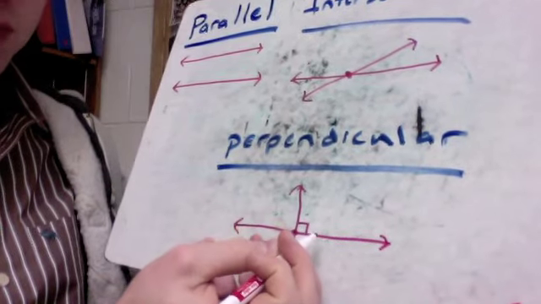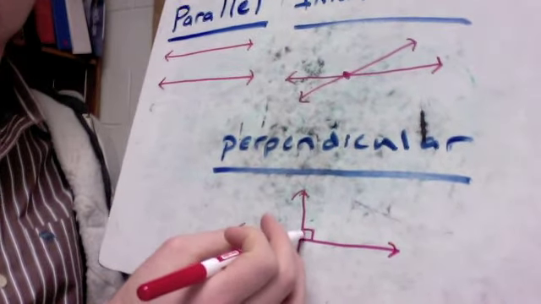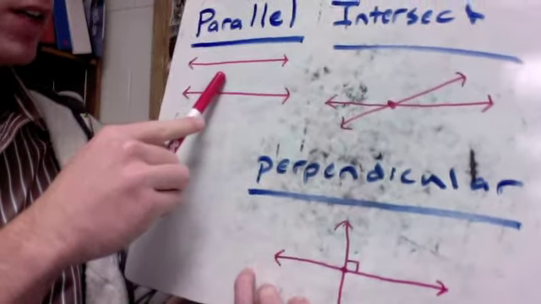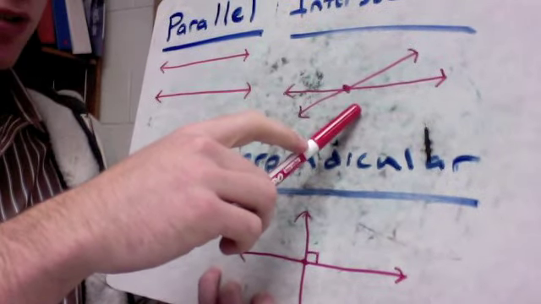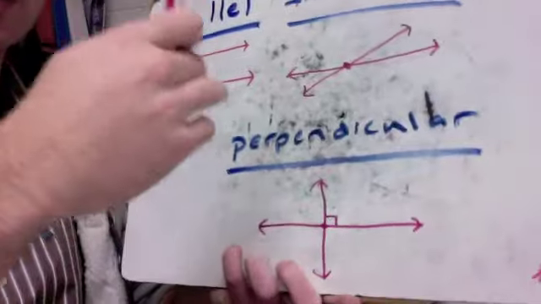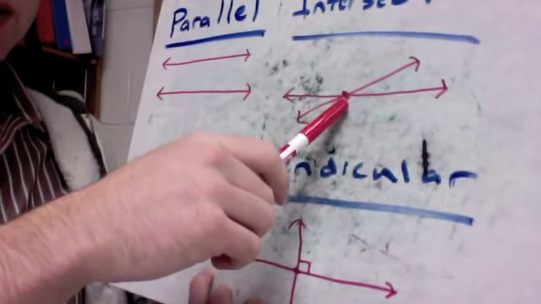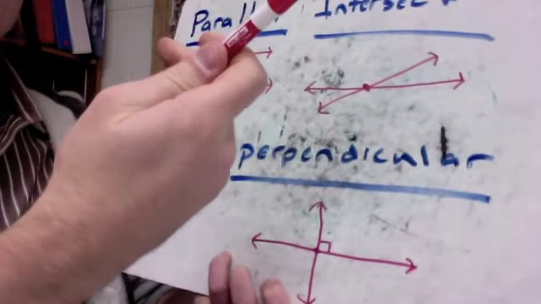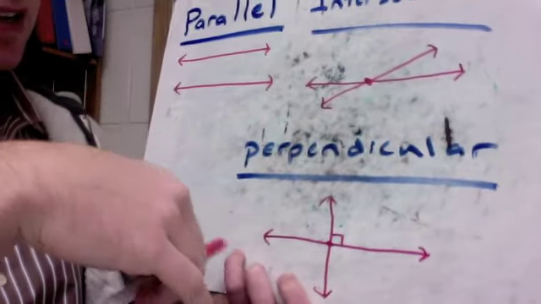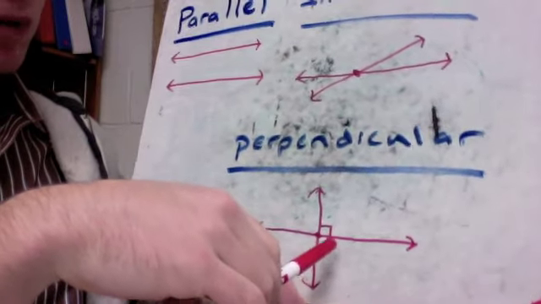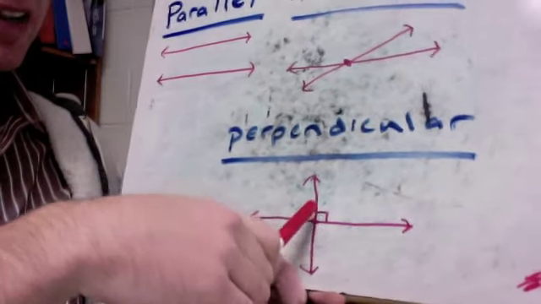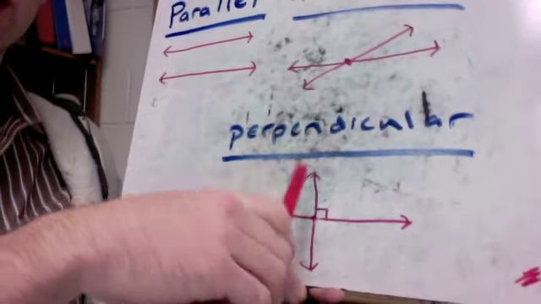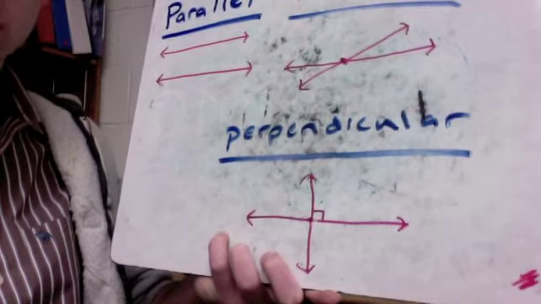That is what perpendicular means. It's going to make that square corner. So we've got parallel, the lines are never going to touch. We've got intersect, they're going to cross paths, they're going to meet at some point. Doesn't have to make anything special, they just have to cross. And then we've got perpendicular. Perpendicular means they are going to cross paths, and it has to be at a 90-degree angle, or it has to make a square corner.